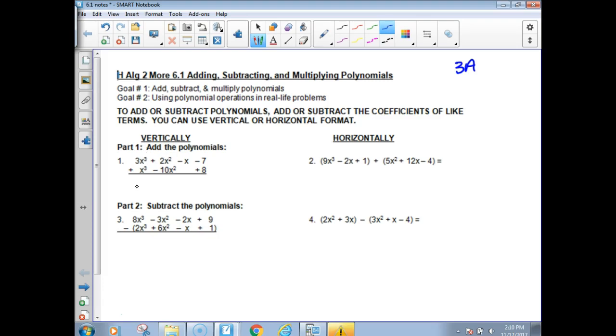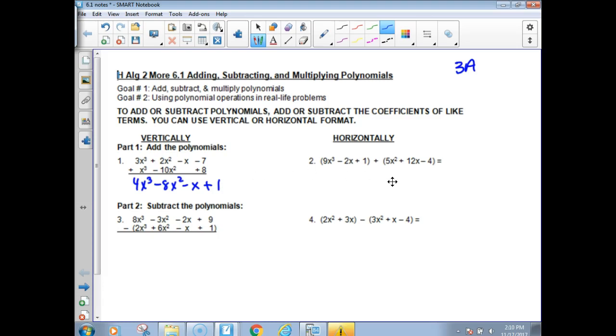If you're adding vertically, you add the lead coefficients. 3x cubed plus 1x cubed would be 4x cubed. Positive 2x squared plus a negative 10x squared would be a negative 8x squared. There is no x term in the second group, so that's why there's a little gap, and then you bring down a minus x. And then negative 7 plus 8 would be plus 1.